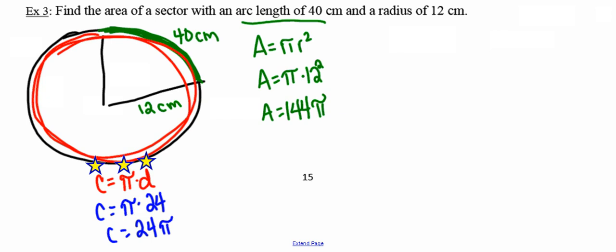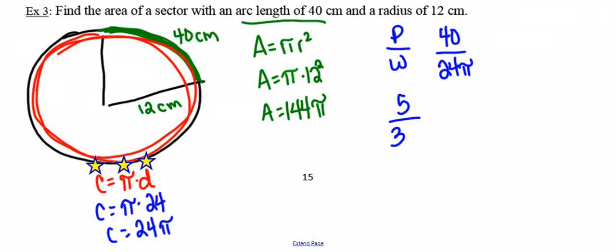All right, so again, I want to compare my part to the whole. The part of the circumference that I have is 40 centimeters. The entire circumference is 24 pi. If I want, I can use my calculator to simplify this, and I think I will, so that I have slightly easier numbers to work with. So I'm just going to type in 40 divided by 24. That simplifies to the fraction 5 over 3. The pi was in the denominator, so it's going to stay in the denominator.